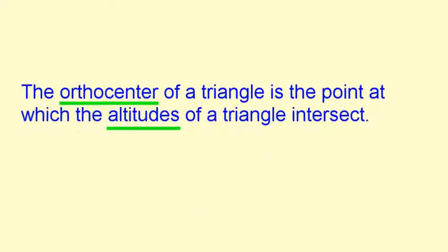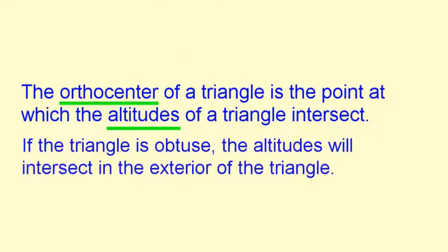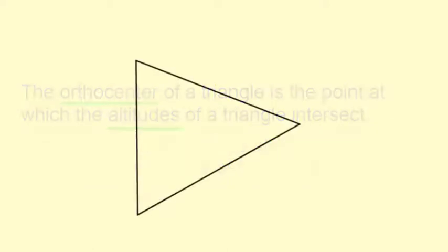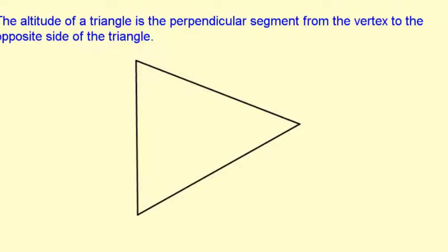The orthocenter of a triangle is the point at which the altitudes of a triangle intersect. If the triangle is obtuse, the altitudes will intersect in the exterior of the triangle. To construct the altitude, we need to remember that the altitude of a triangle is the perpendicular segment from the vertex to the opposite side of that triangle.